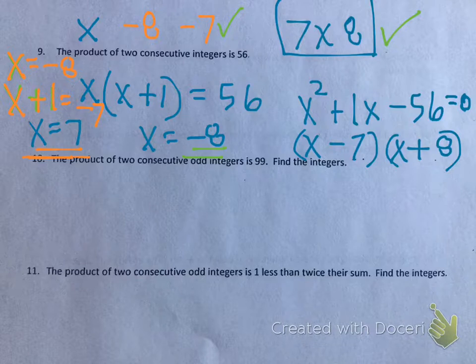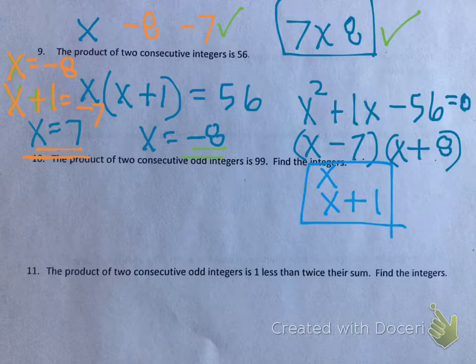So what you need to do, I always start with my basic equations. x and x plus 1. These are just plain old consecutive. I'll write that in a brighter color for you. Okay, so you start here: x and x plus 1. Those are how I do consecutive number problems.